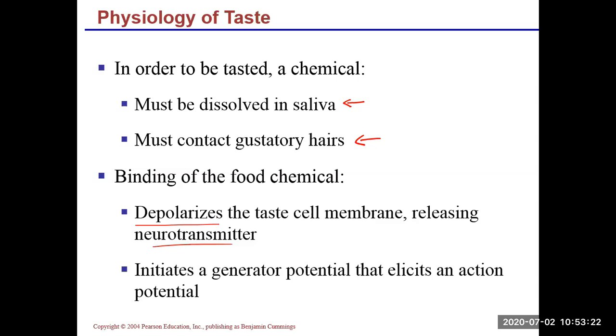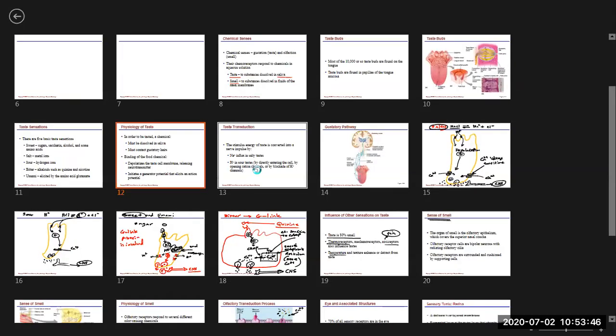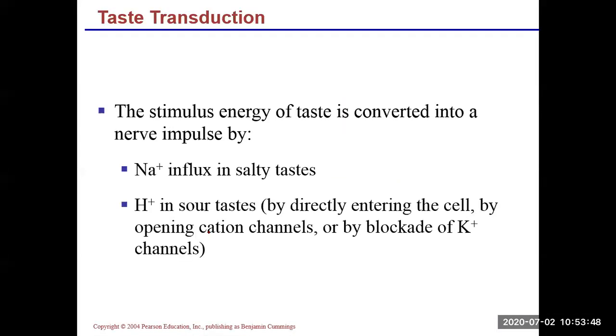Now, how they generate action potential and release the neurotransmitter varies. They could be either due to the sodium and calcium, or hydrogen ion, or they could be due to the G-linked protein that we discussed. Let's go ahead and take a look. In a nutshell, that's what's going to be happening.